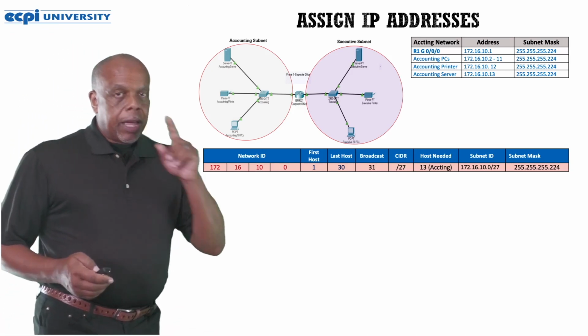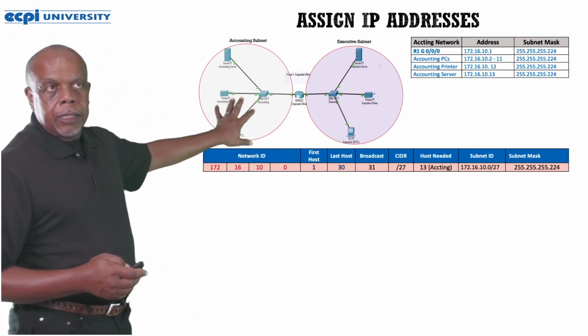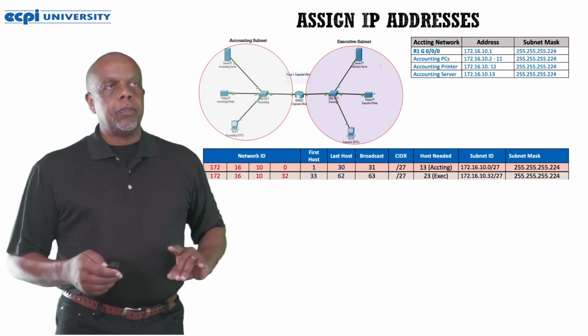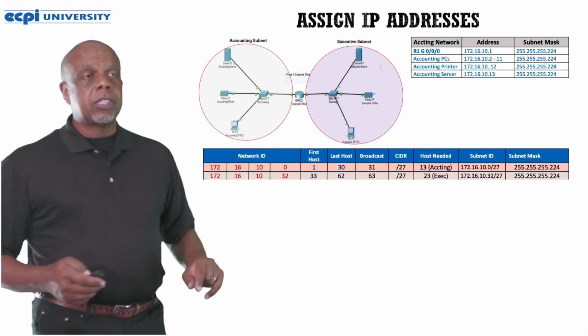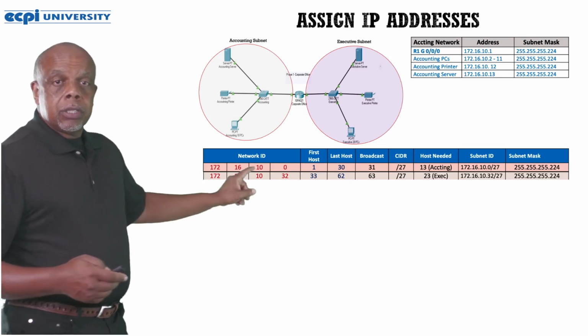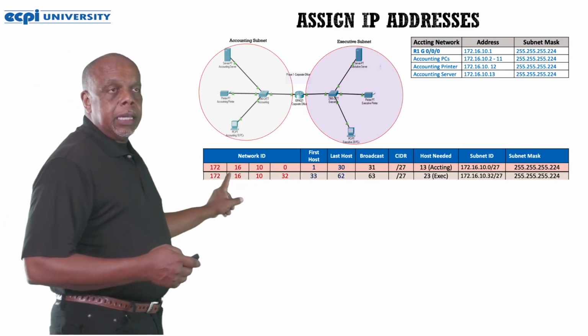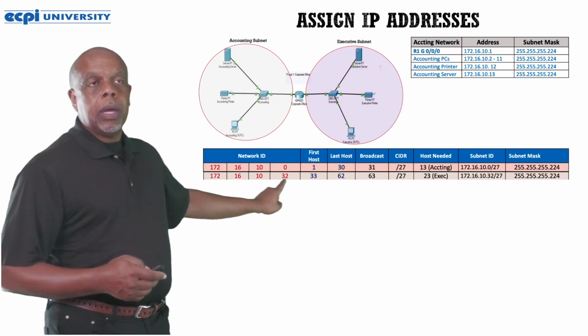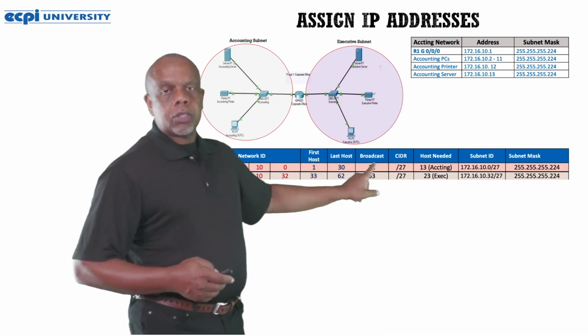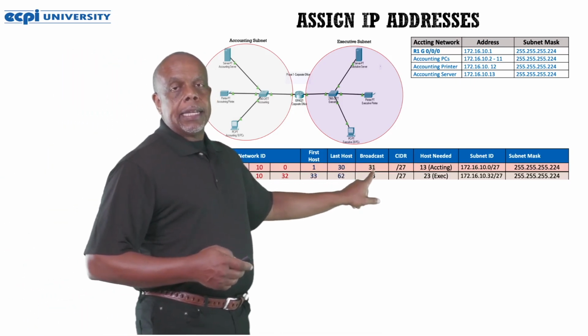All right, so now I've got IP addresses assigned here. Now I'm going to move to my second subnet. If you remember the second subnet of the 8, the ID is 172.16.10.32. It starts at 32. Why? Because the first subnet ended at 31.